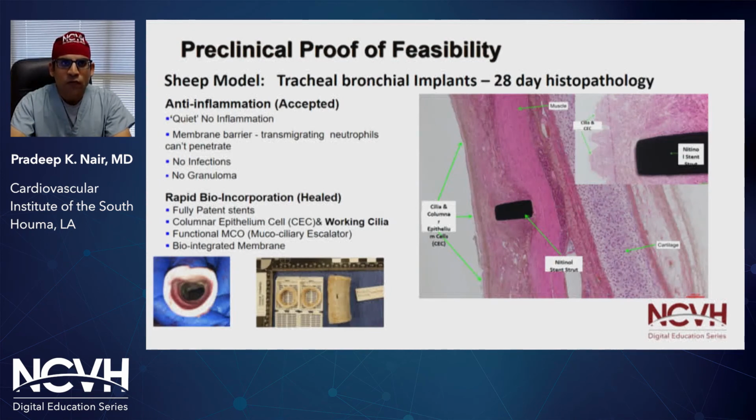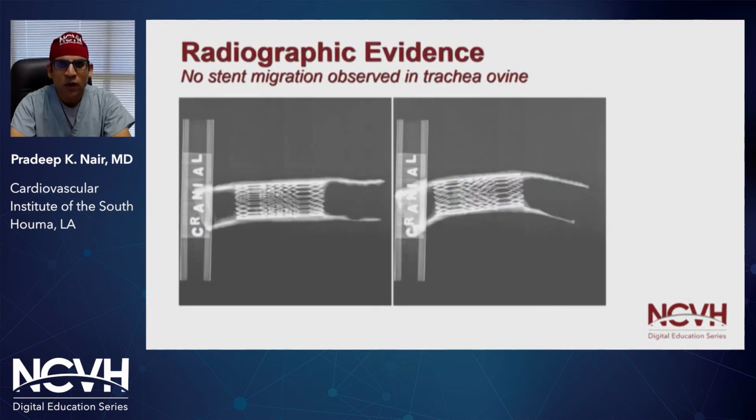If you look at the overall findings from the sheep model, it has shown anti-inflammatory effects. There were no infections or granuloma formations, and there was quick healing at 28 days. The stents were fully patent. You had working ciliated epithelial cells with a functional mucociliary escalator, and it was fully biointegrated into the trachea. And this is what it looks like as far as a radiograph is concerned. And what we see is that there was no stent migration noted.